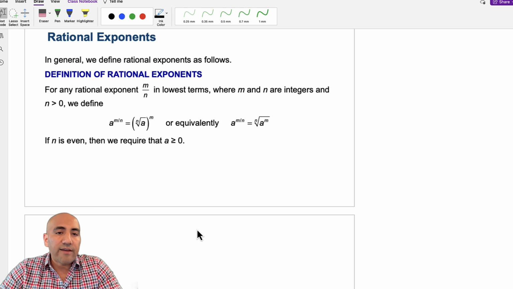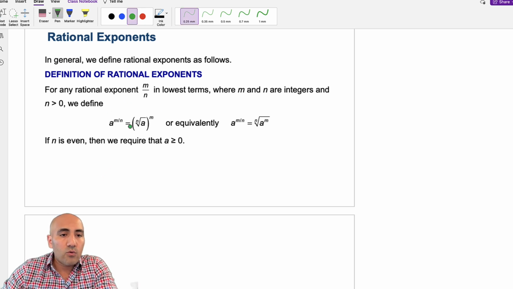So in general, we define rational exponents as follows. Definition of rational exponents. For any rational exponent of the form m over n in lowest terms, where m and n are integers and n is strictly greater than 0, we define the following. a to the m over n is equivalent to the nth root of a raised to the power of m. Or equivalently, a to the m over n is equivalent to the nth root of a to the m power. If n is even, then we require that a be positive.